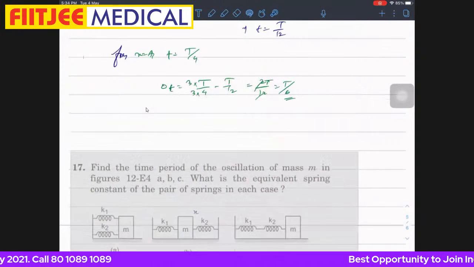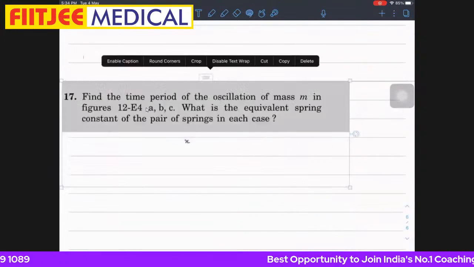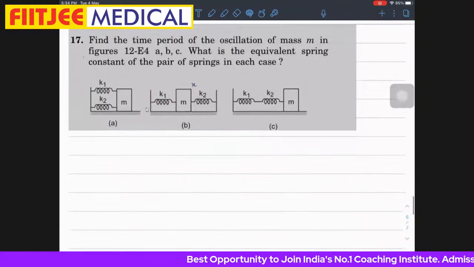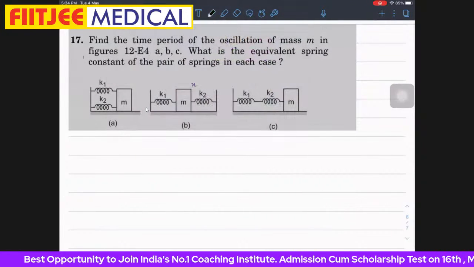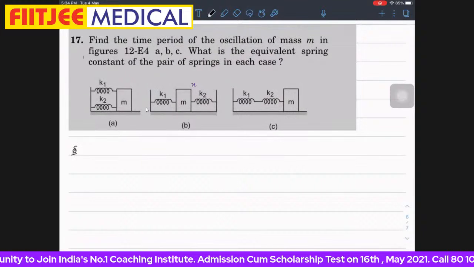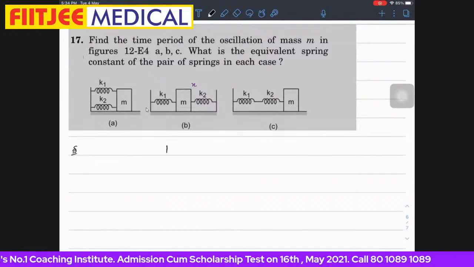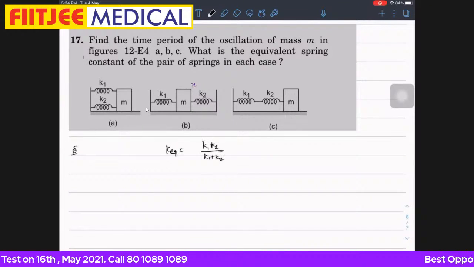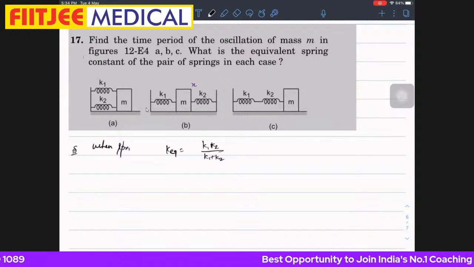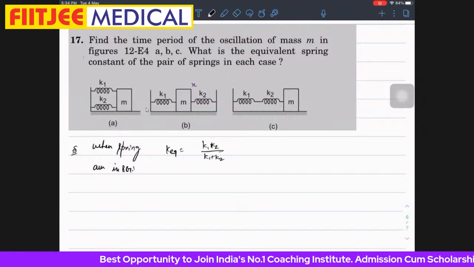Suppose I take this question here. We need to calculate the time period. When the springs are in series, what do we write? K equivalent is K1 K2 by K1 plus K2, when springs are in series.